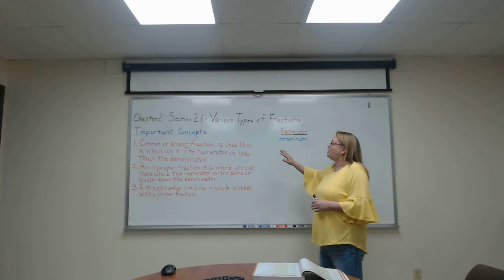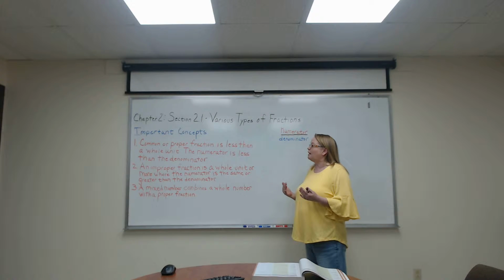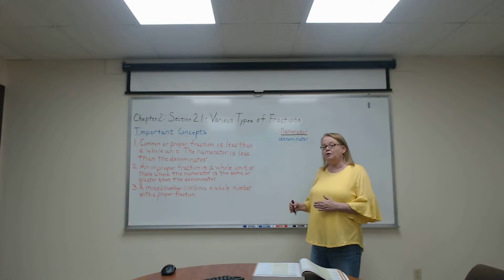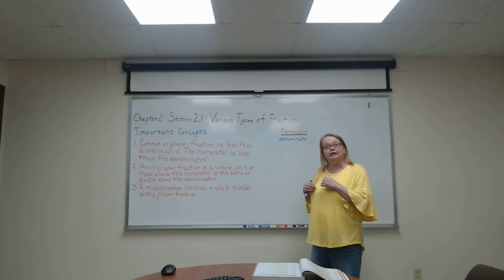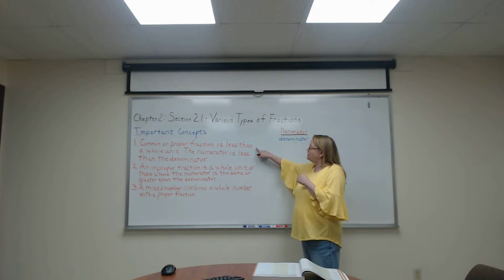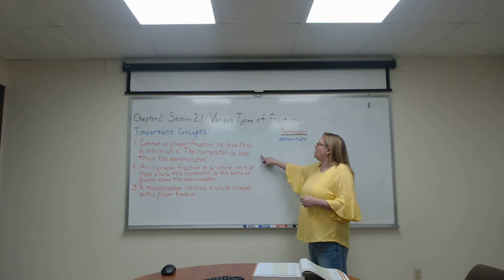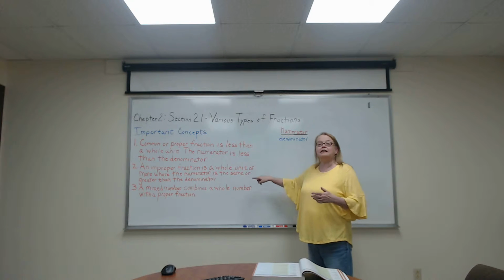So, the first type of fraction that we think of is a common or proper fraction. Basically, fractions as well as decimals and percents are all parts of a whole number. And we'll be talking more about decimals and percentages in later chapters. But what I want you to remember is that a common or proper fraction is less than a whole unit. It's a part of it. And the numerator, when we write a fraction, is a number that is less than the denominator.